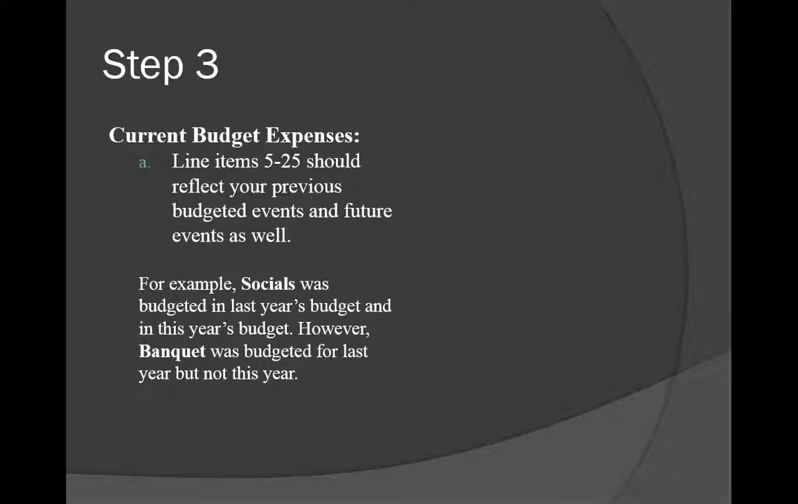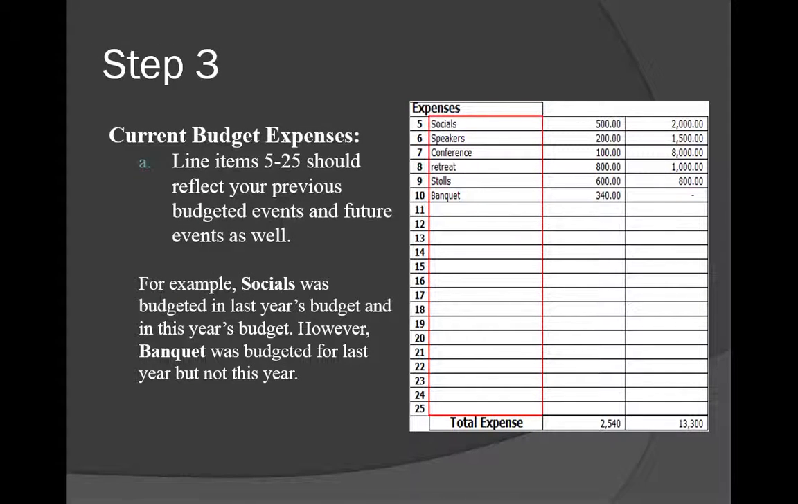Step 3. Current budget expenses. Line items 5 through 25 should reflect your previous budgeted events and future events as well. For example, socials 500, speakers 200, conference 100, retreat 800, stole 600, and banquet 340. Which is a total of 2,540 right here. For the current year, there's a huge variance between the two because socials increased dramatically as well as speakers, however there was no budget. There was no banquet for this example.